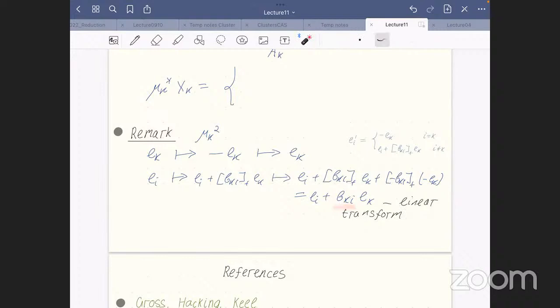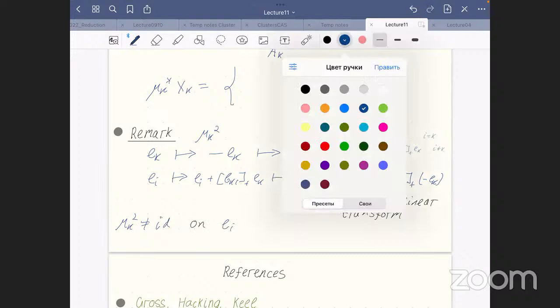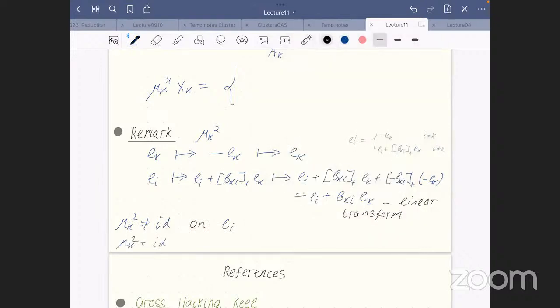But what is interesting is that this transformation is non-trivial. We are used to thinking that k squared is equal to identity, and this is usually true. But this is not true in terms of this combinatorial data. What is true? k squared is not equal to identity on N, but k squared is equal to identity on coordinates, either xi or ai. So k squared is a trivial automorphism of the ring of coordinates on the corresponding chart.